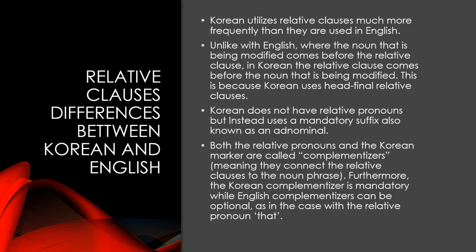Korean does not have relative pronouns, but instead uses a mandatory suffix, also known as an adnominal. And both the relative pronouns and the Korean marker are called complementizers, meaning that they connect the relative clauses to the noun phrase. And Korean complementizers are mandatory when being used with relative clauses, but in English, complementizers can be optional, as is the case with the relative pronoun that, which is very often left out.